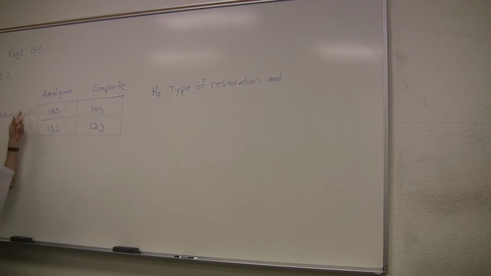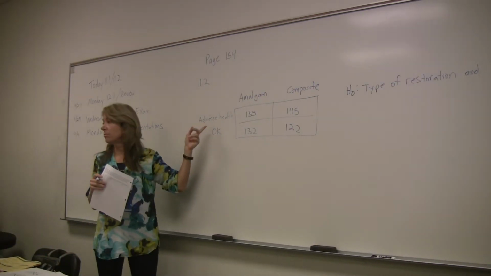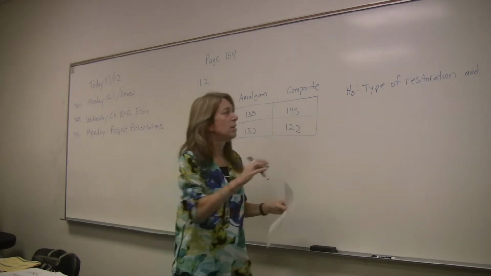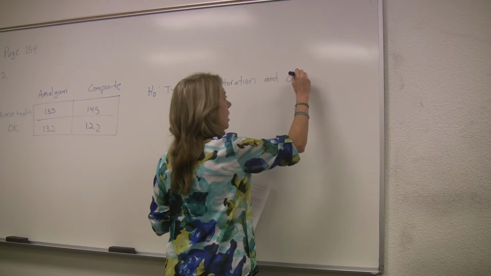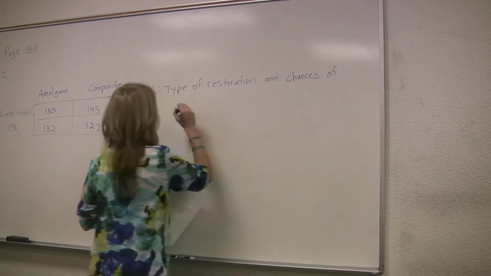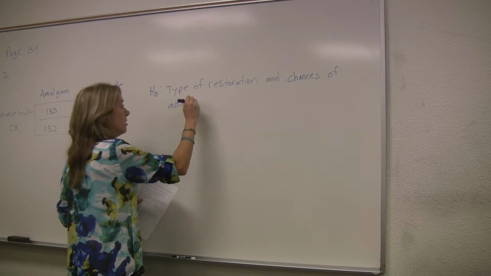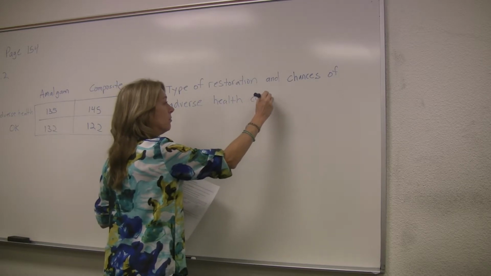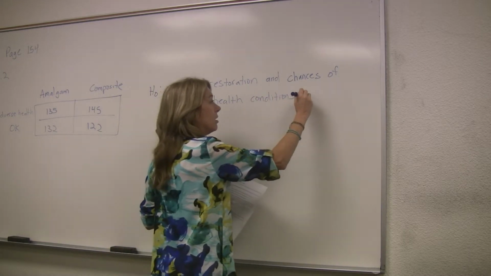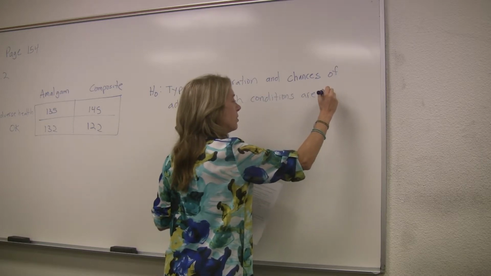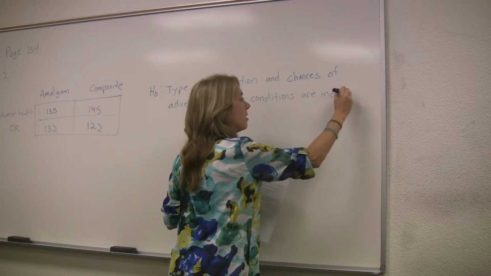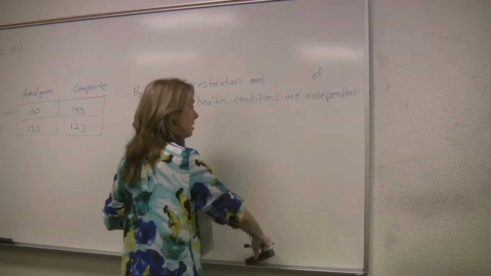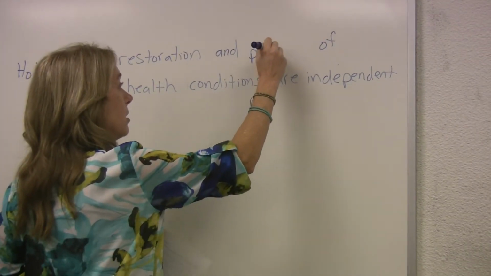And what are these measuring? Health conditions. Whether or not you have adverse health conditions. Type of restoration and maybe chances of adverse health conditions are independent. I would maybe instead of chances, I'll put presence. I'm going to change one word here. Presence. I like that better, sounds better.